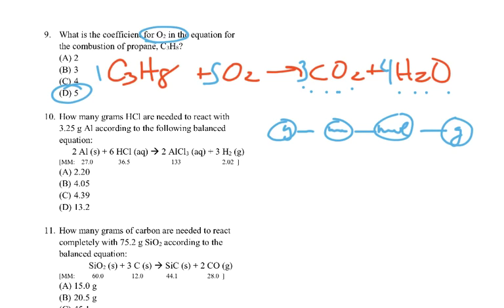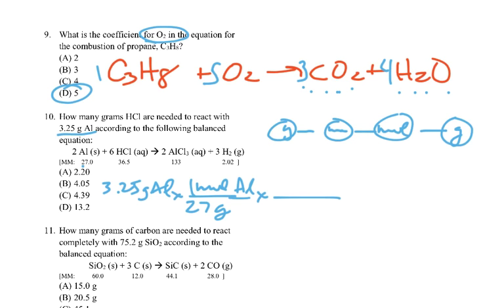So I'm going to start off with my given, 3.25 grams of aluminum. And then aluminum, it says right here, is 27 grams of aluminum for 1 mole of aluminum. And then I need to do my mole-mole conversion. So 1 mole of aluminum, 2 moles of HCl.